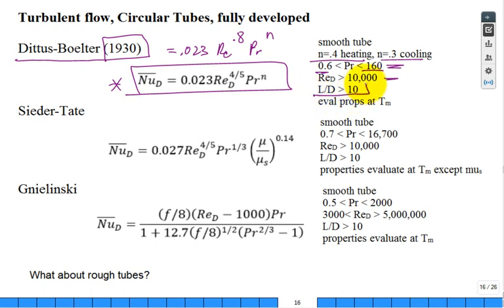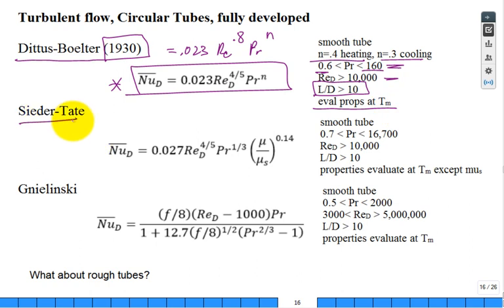And what's this? L/D greater than 10, fully developed turbulent flow. And they say to evaluate the fluid properties at the mean temperature of the fluid. But the mean temperature of the fluid is changing down the pipe. Well, if you want an average H, get an average mean temperature to get the average fluid properties to then do the calculation.